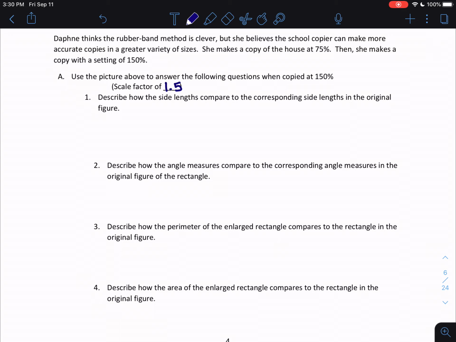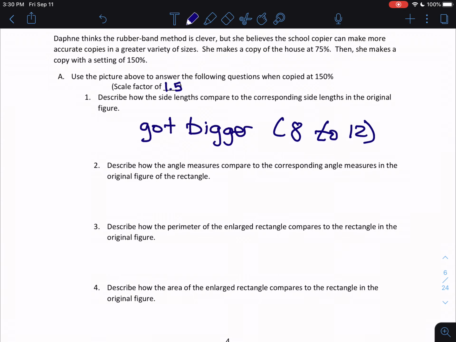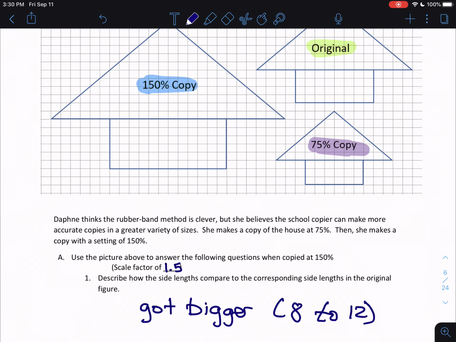Okay, so you hopefully did all that now, and I'm just going to be very brief with my explanations. Hopefully you are in class watching this, and we will have further discussion to add more details. But some things to notice is that the side lengths did what? They got bigger. An example of that, it went from like 8 to 12. So the original length here is 8, and then the new bottom of this house was 12.